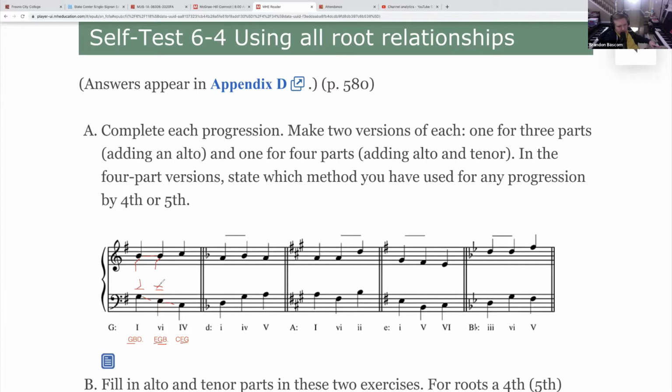Bass could move up, or tenor could move up too. Yeah, that works. Next, we have C, E, G. We have two common tones, but that doesn't necessarily mean we stay on them.